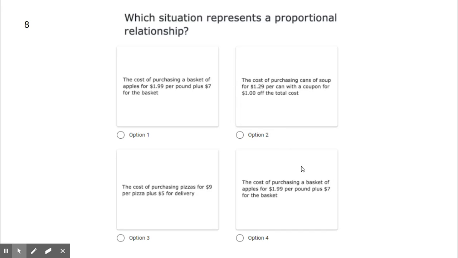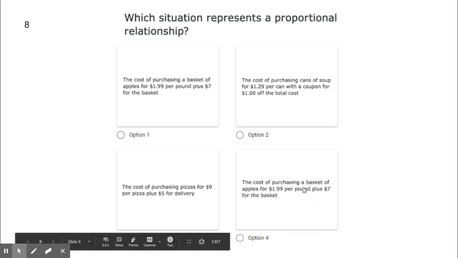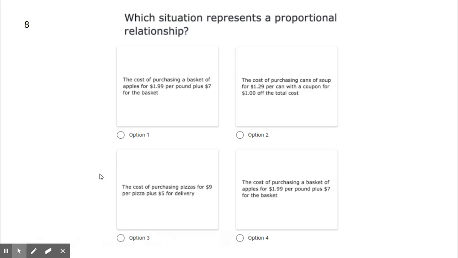And then the last one, the cost of purchasing a basket of apples. This is the exact same option here. So option 2 is the best choice, but I could argue and say how 3 would too, because if you're not ordering any pizzas, you wouldn't have a delivery fee either.